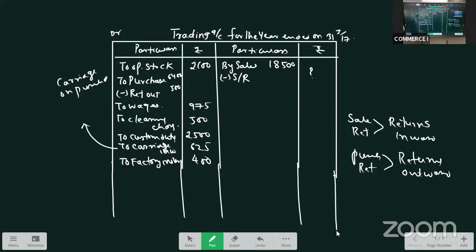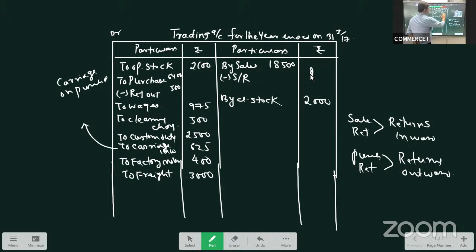Then we have freight. Freight, carriage, cartage, all these are direct expenses. We show them in the trading account. Freight is 3,000. And lastly, we have closing stock. Closing stock is given as 2,000.